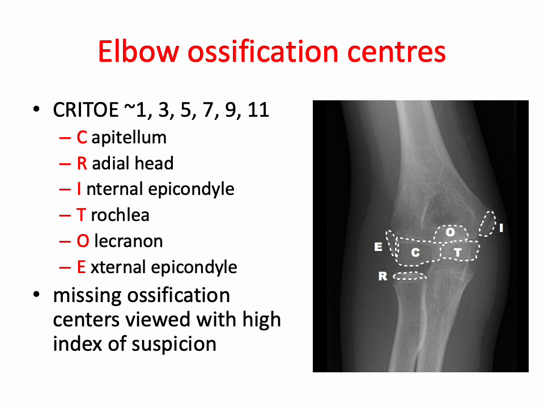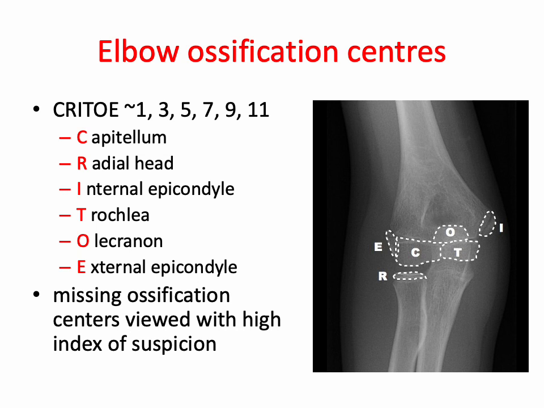In paediatric populations, it's important to know about the elbow ossification centres, and it's less important to know exactly what age they occur, more so the order in which they occur. I think most of myself and my colleagues would use the acronym CRITO to discuss the order of ossification around the elbow. CRITO being capitellum, radial head, internal or medial epicondyle, trochlea, olecranon, and external or lateral epicondyle.